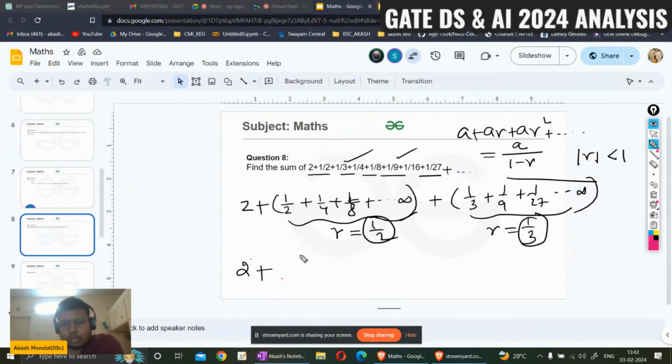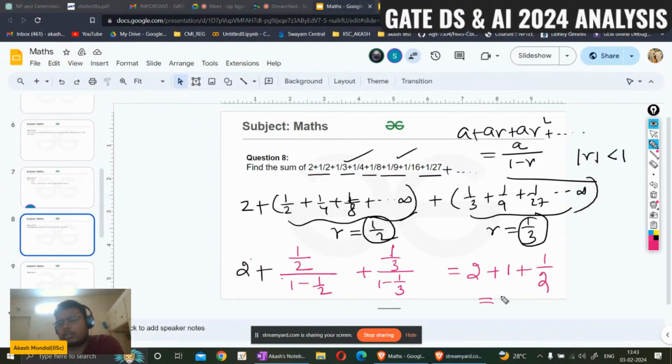Now let's plug in these values. So it's going to be 1/2 by 1 minus 1/2, plus 1/3 by 1 minus 1/3. So it is going to be 2 plus 1 plus 1/2. So it's going to be 3 plus 1/2. That is 3.5 is the answer to this question.